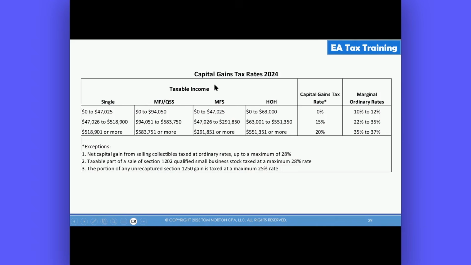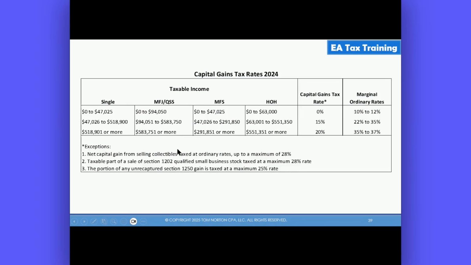So for example, if you've got a single taxpayer and they make $47,025 or less and they have a capital gain, they are going to pay 0% capital gains tax rate. If that were ordinary income instead of capital gain, their tax rate would be 10 to 12%, depending on where they fall within these ranges of taxable income. So you can see that's a great deal. You have 0% instead of paying 10 to 12% tax. Let's look at the other ones.